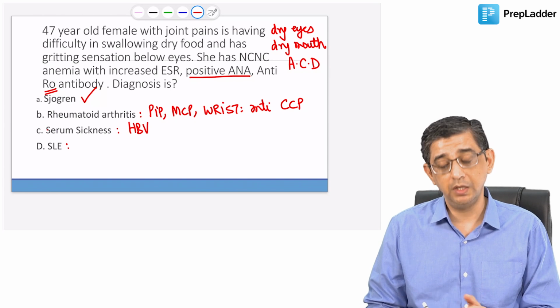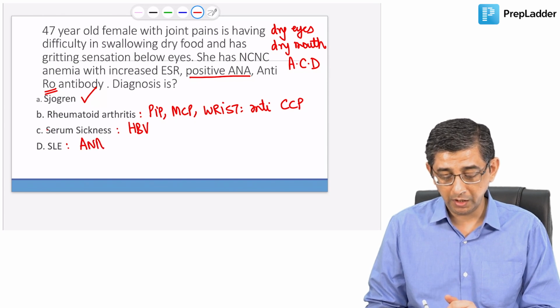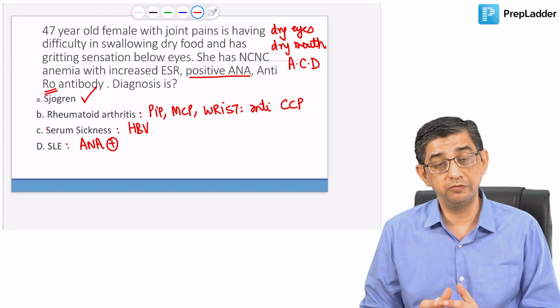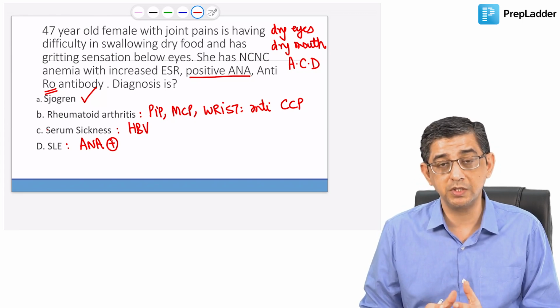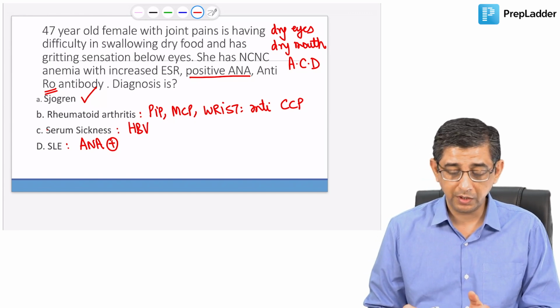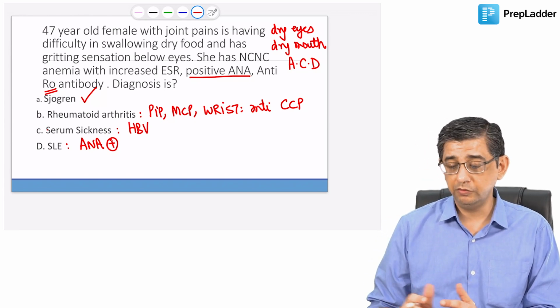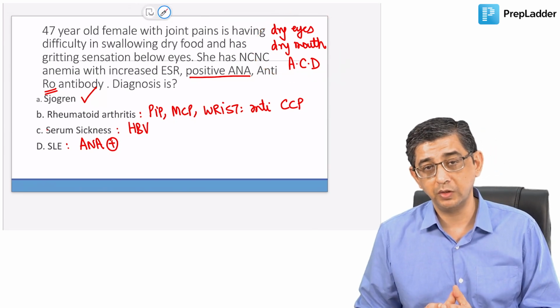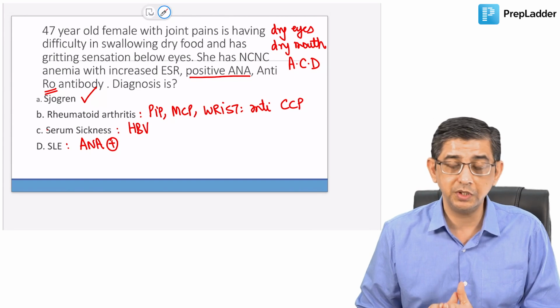And when it comes to SLE, you should be having antinuclear antibody present plus other features also, no? Like there should be malar rash, there should be photosensitivity, there should be anemia present. None of those classical features of SLE are present in this case. The correct answer therefore is Sjogren, and the keywords dry eyes and dry mouth will definitely help you confirm the diagnosis of this case. The answer to this question is option number A.